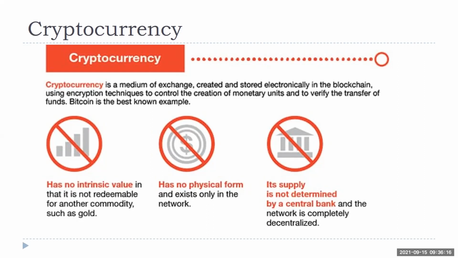If I say I have 10,000 rupees in my bank account, tomorrow I can go and withdraw 10,000 rupees and I will have physical notes, physical coins for that. But in cryptocurrencies, that is not possible. Nobody is going to give you a physical form of cryptocurrency. Its supply is not determined by a central bank and the network is completely decentralized. So that part you have already discussed, right? There is no government, no central bank.